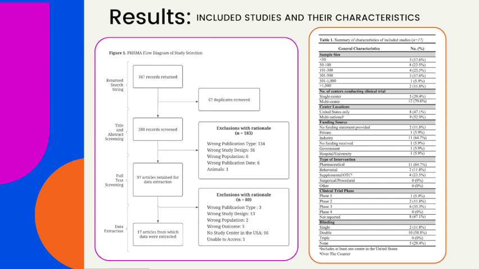As for the characteristics of included studies, we have here the sample size information, the number of centers conducting a clinical trial, whether it was a United States only or multinational trial, and then funding sources, intervention type, clinical trial phase, and if they were blinded or not.